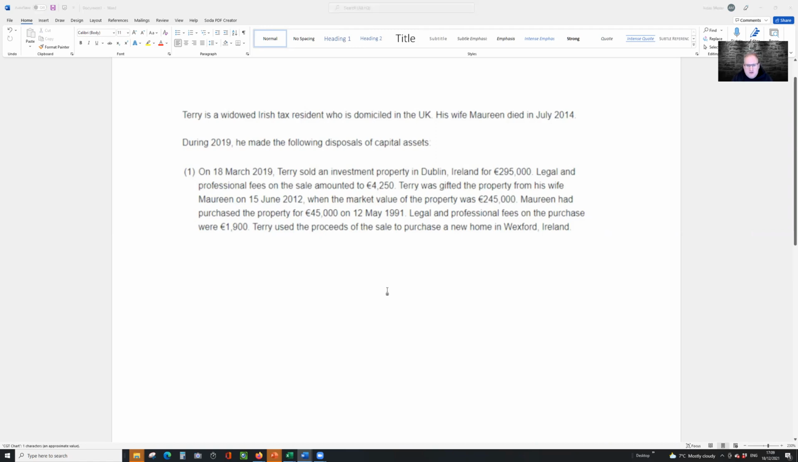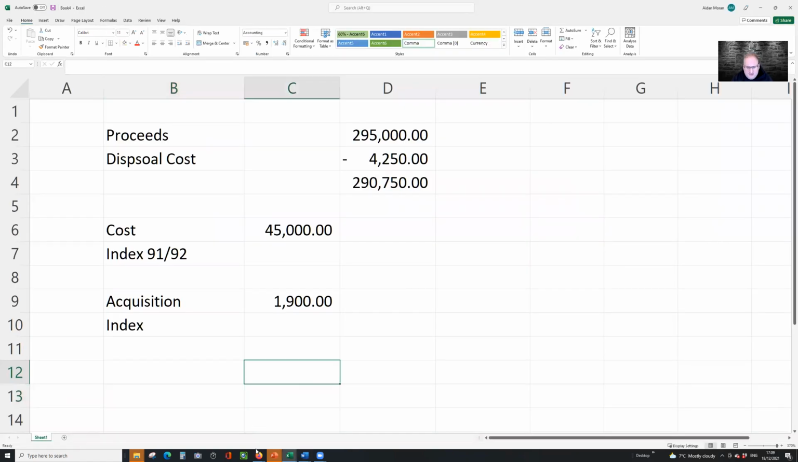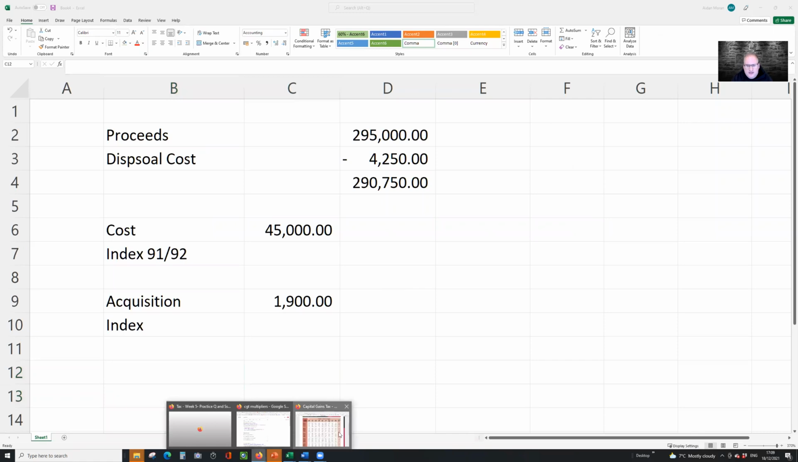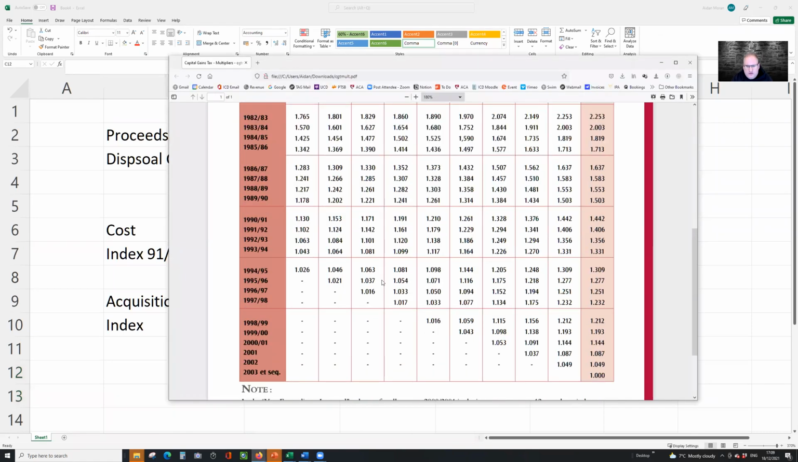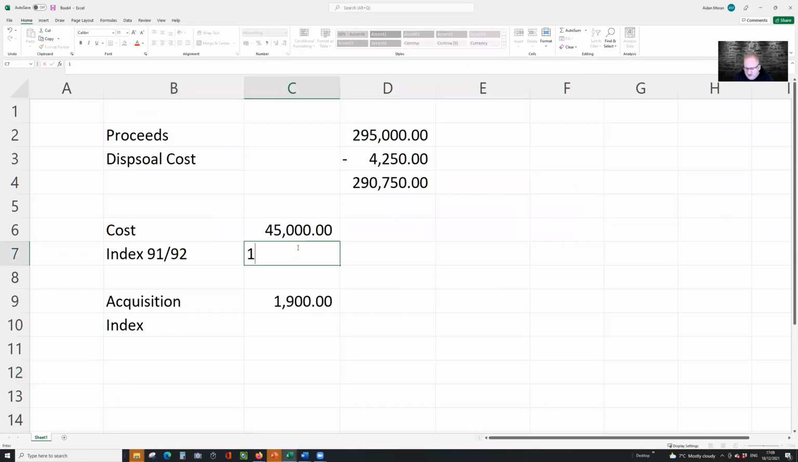Okay, so let's work out my indexation factors. And I think I opened it. So if I look at 1991, 1992, I get an indexation factor of 1.406. What the indexation factors are for, they're just for inflation.